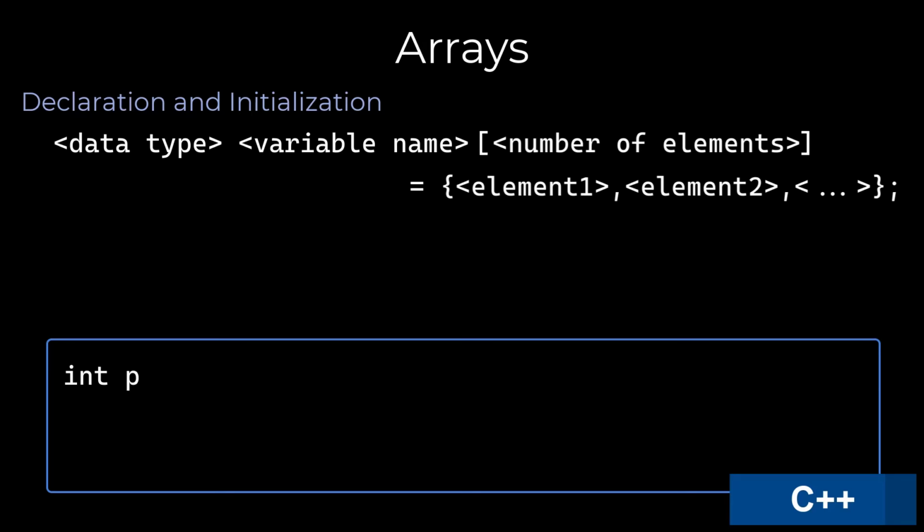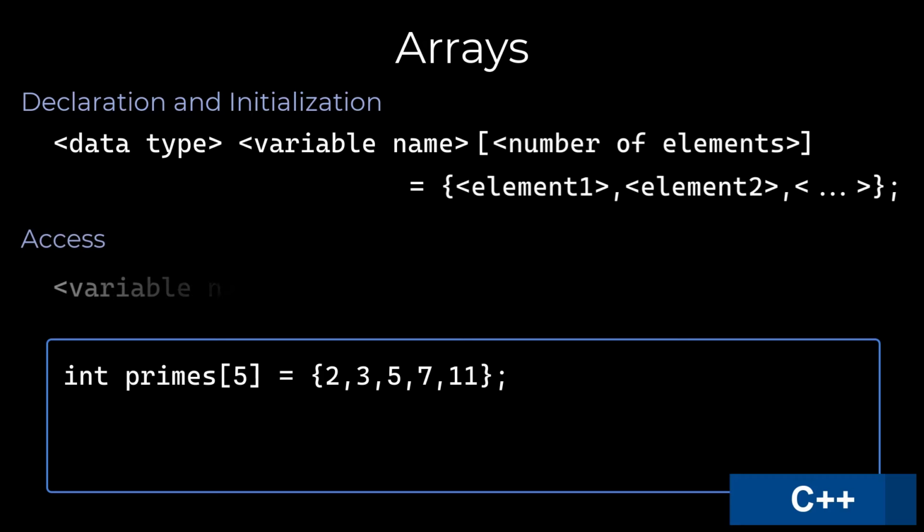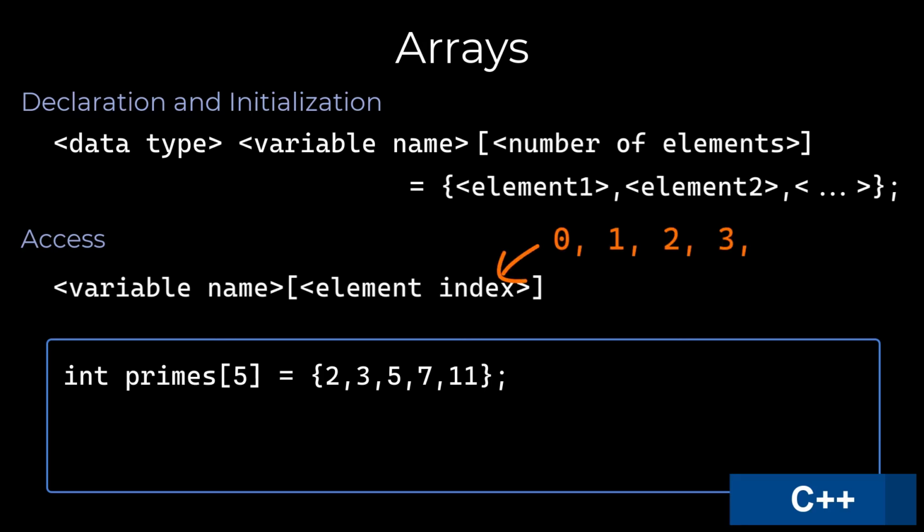I'll create an array variable with 5 elements called primes. To access an element of an array, you use square brackets. The index of the element you want to access starts at 0. So, for example, to access the second element in the primes array, you would use primes of 1. In this case, the number variable contains the value 3. The last element I can access is primes of 4.